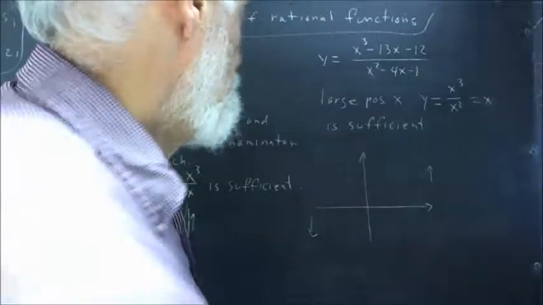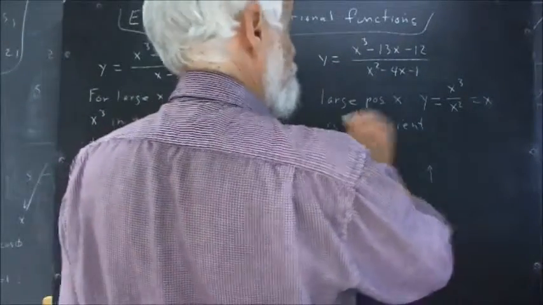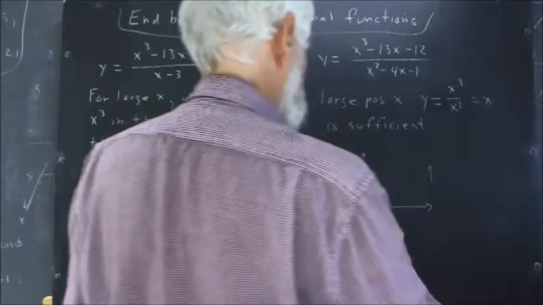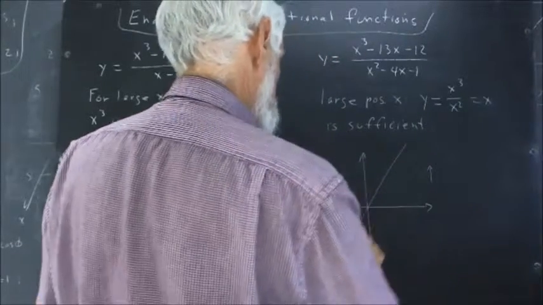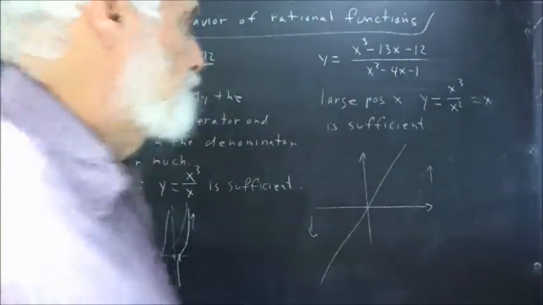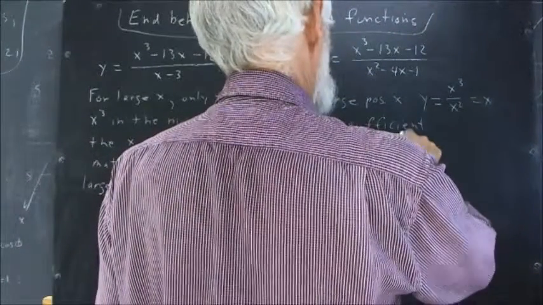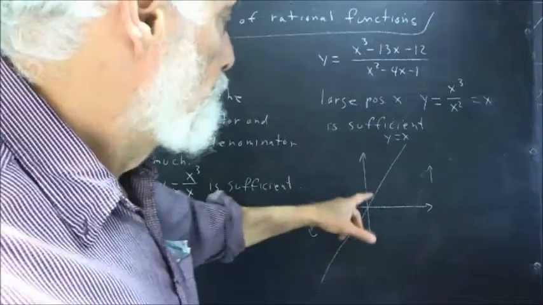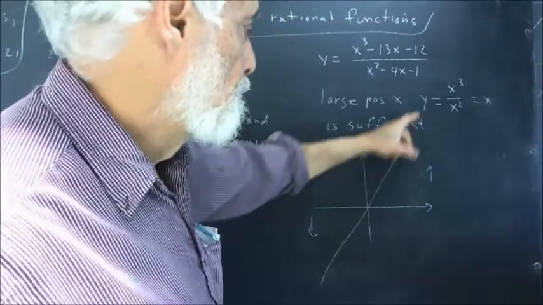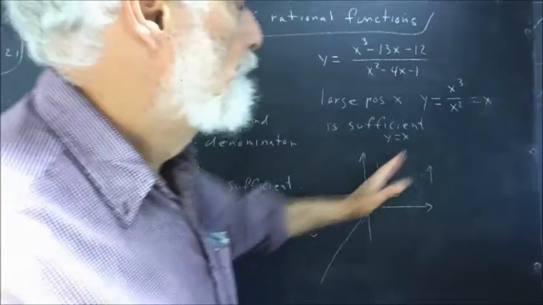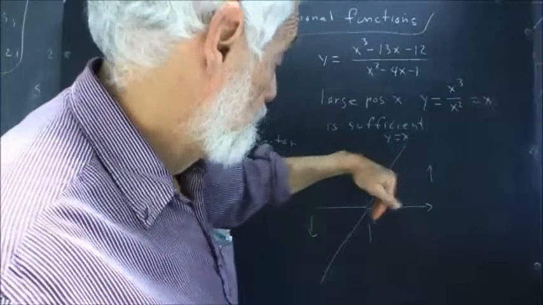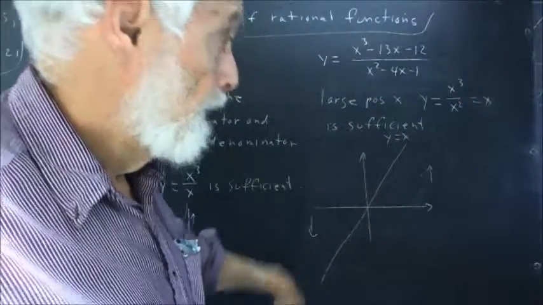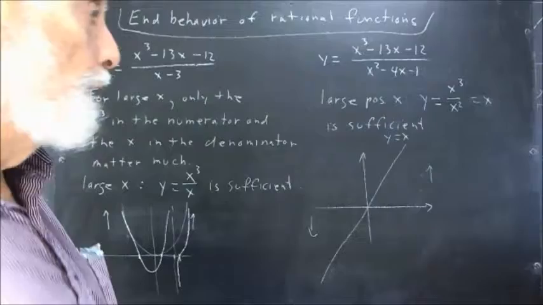So the end behavior is as indicated, but just knowing that near the ends, y acts like x, we see that if this is the line y equals x, whatever happens for smaller values of x, the graph is going to have to approach y equals x as an oblique asymptote as x goes to infinity, as x becomes a large positive number, and as x becomes a large negative number.